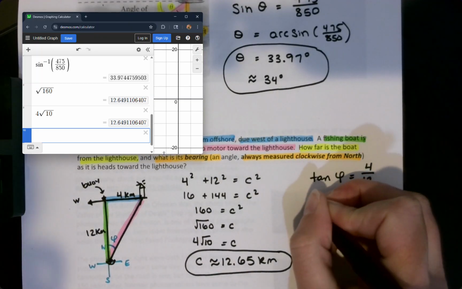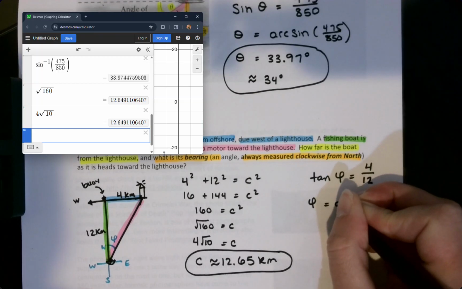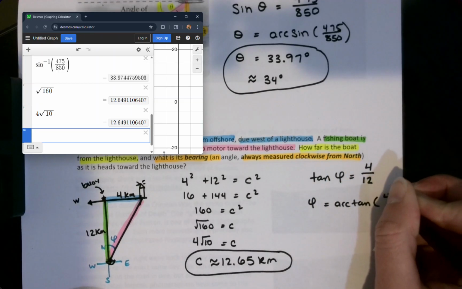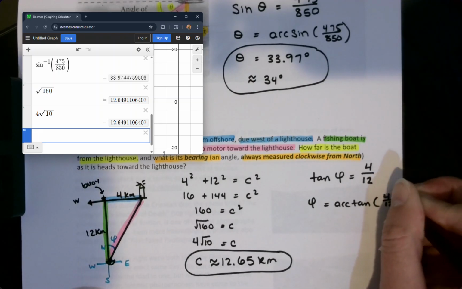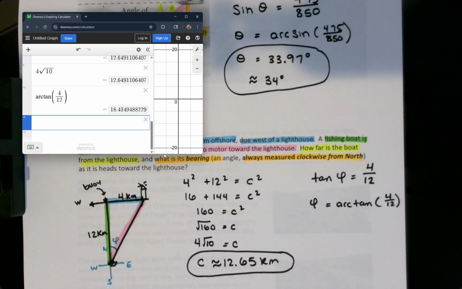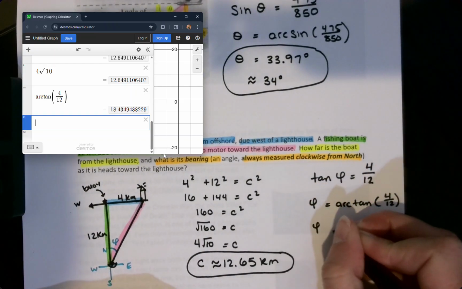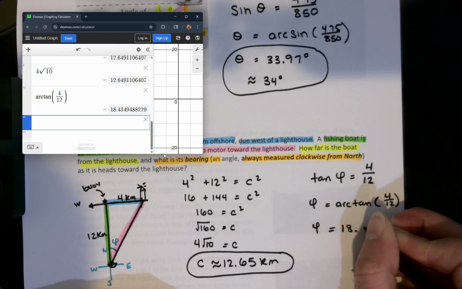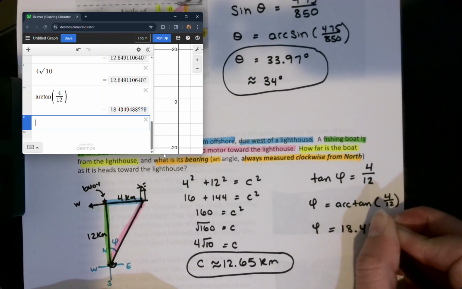If I want to solve for phi, we're going to take the inverse tangent or arctangent of that fraction. And you can, of course, reduce that to 1/3 or leave it as 4/12, your choice. So arctangent, open parentheses, of 4/12 comes out at an angle of 18.4 degrees.